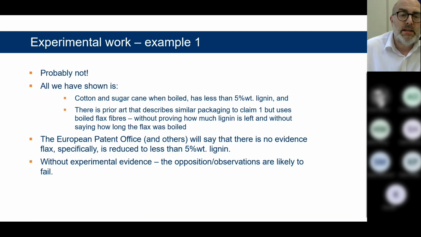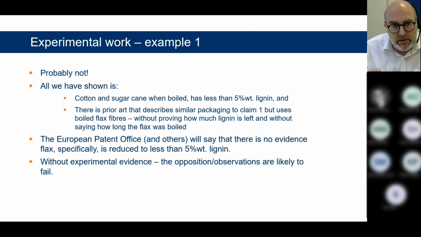And the reason is all that we've shown is that cotton and sugarcane, on the one hand, when boiled, have less than 5% lignin. But there's also a prior art document that describes a similar packaging to claim 1, but uses boiled flax fibers without proving how much lignin is left and without saying how long the flax was boiled. The European Patent Office is likely to say that there's no evidence that flax specifically is reduced to less than 5% lignin by boiling, even though cotton and sugarcane are.